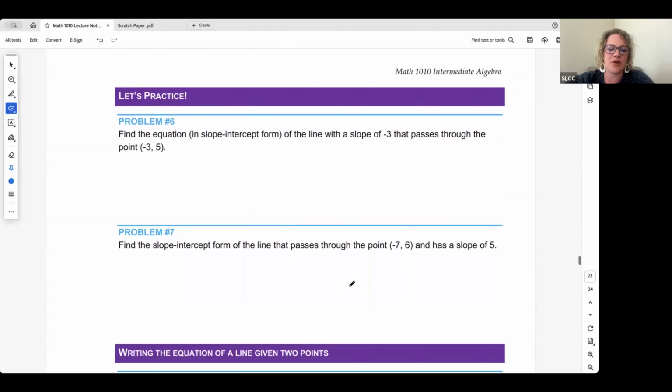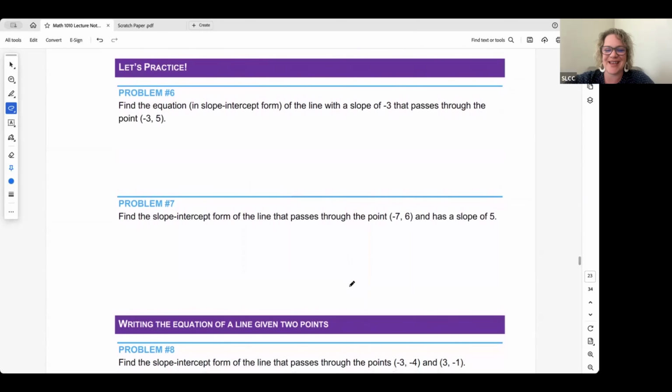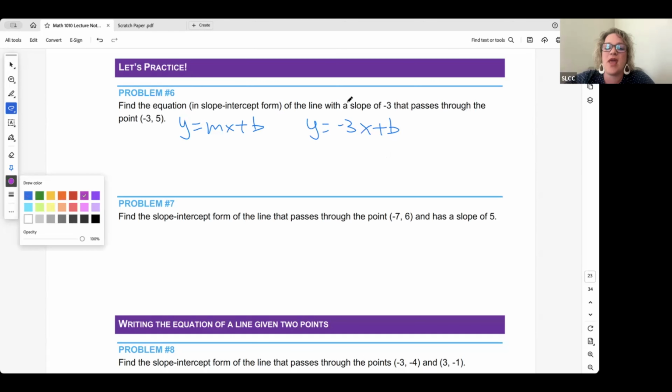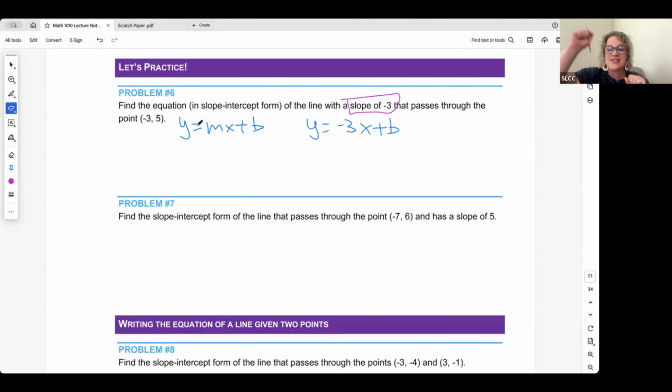Awesome. Let's look at practice problem 6 and 7. Find the equation of the line with the slope is -3 passing through the point -3, 5. So I know that y equals mx plus b. My slope is -3. So slope-intercept form, y equals -3x plus b. Notice they give you two pieces. Anytime you're asked to write the equation of a line, start with the slope. The slope is -3, so I plug in -3.